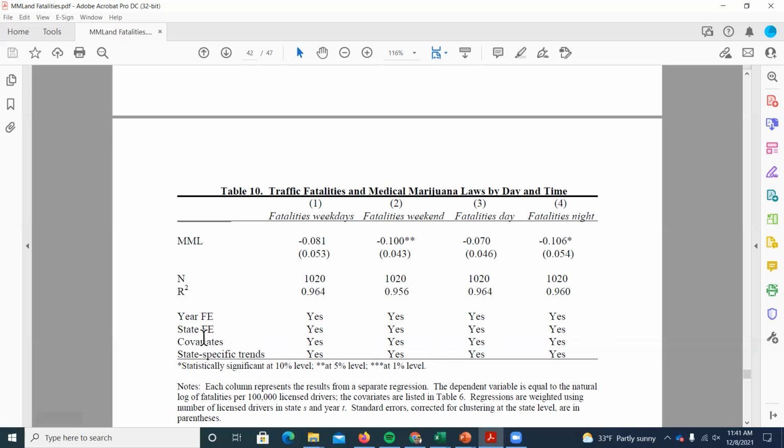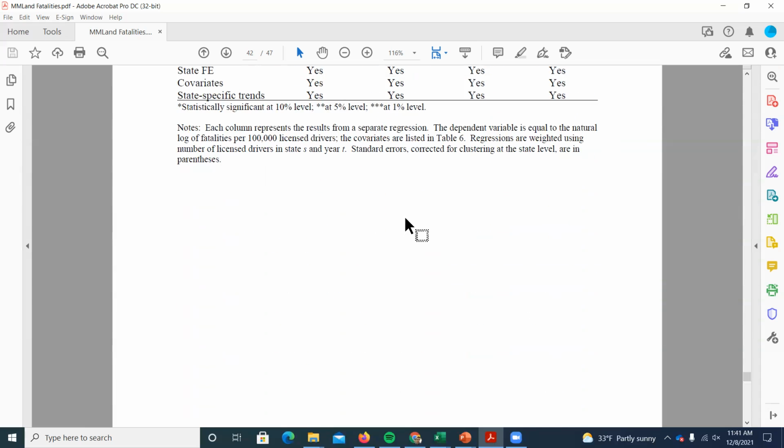And that's using all of their extreme controls here. So they're trying to throw the kitchen sink at this to control for any other outside factor, to make sure they've eliminated any of that bias that might exist. Okay. So, pretty strong argument.